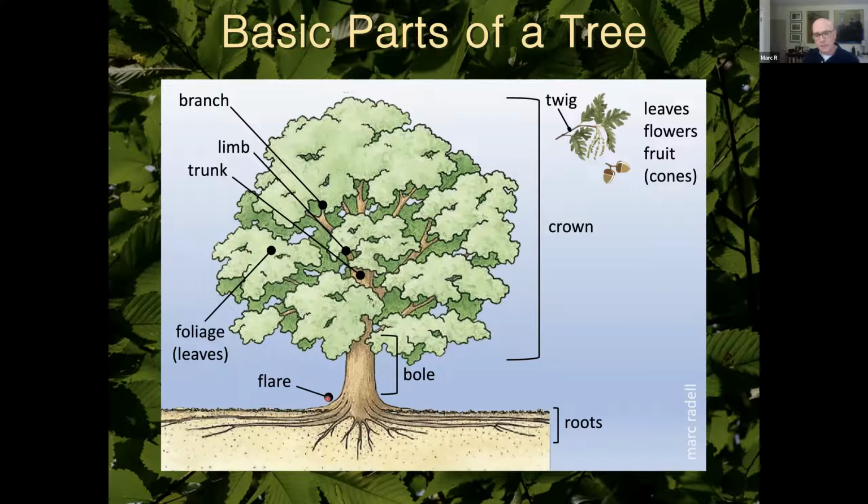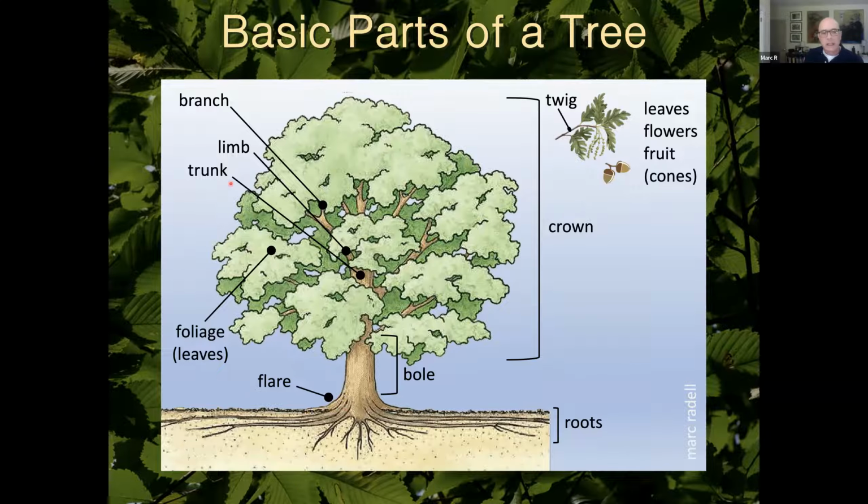Another important term to keep in mind is flare. That's where the trunk flares out to make the roots. And it doesn't always flare out. Most of the time it does, but not in every tree species. A lot of times we talk about root flares, which is the same thing. I think the reason we talk about the root flare is because the trunk doesn't always flare out. But when you talk about the root flare, it's where the uppermost root meets the trunk.